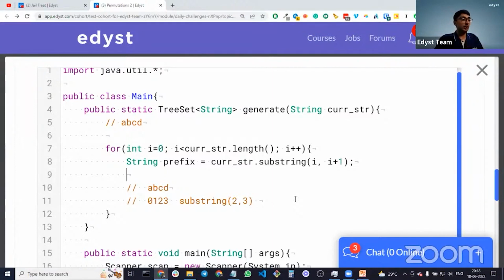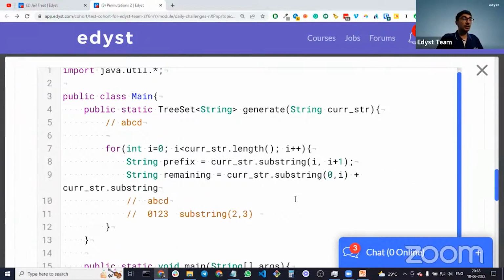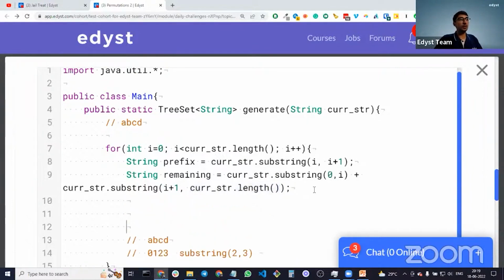Now let's generate the remaining part. So the string remaining is equal to current_string dot substring. I want to take only up till i, not including i. So I'll take up till i, plus current_string dot substring from i plus 1 onwards. If you do i plus 1, it will automatically take till the end, but just for clarity's sake, this is called code quality, it's always better to just write it like this. By default it's going to take till the end, but I put it there so that you and I are both clear.